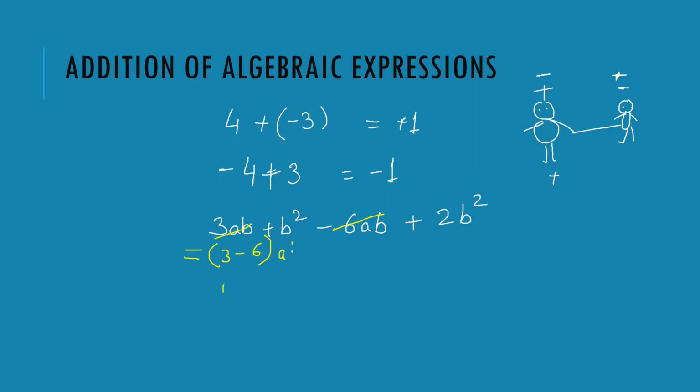Write ab. Then I'll do the plus sign. As this is b square, this is going to be 1, and then this is another b square, so it's going to be 2 b square. So the answer should be 3 minus 6, which is 3ab plus 3ab? Yes, it should be. Which is the bigger number? But okay, sorry, it should be minus 3ab, and then 1 plus 2 will be 3. So the answer will be.